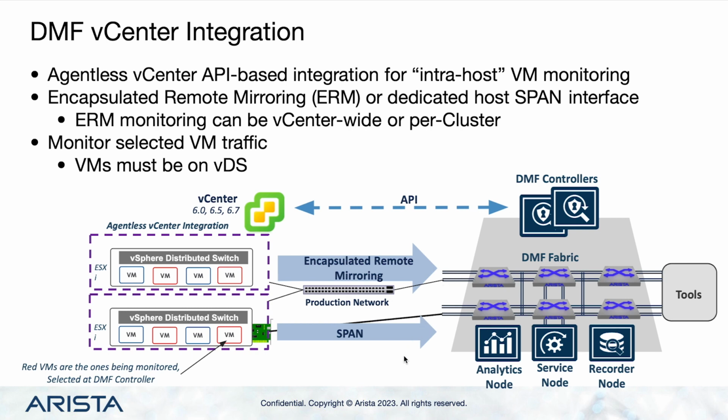The other option is to use an actual span. In this circumstance, you're going to take a NIC that is on an ESXi host. That NIC is going to have a physical connection into the DMF switch. It is going to appear in the DMF switch just like a filter interface. And you're going to be taking traffic from within vCenter in your virtual environment, sending it across and capturing and spanning that into the DMF fabric.